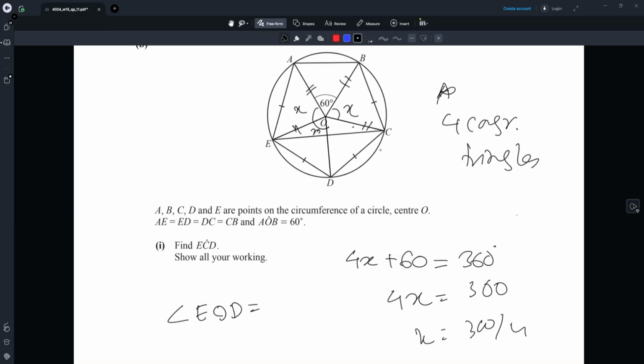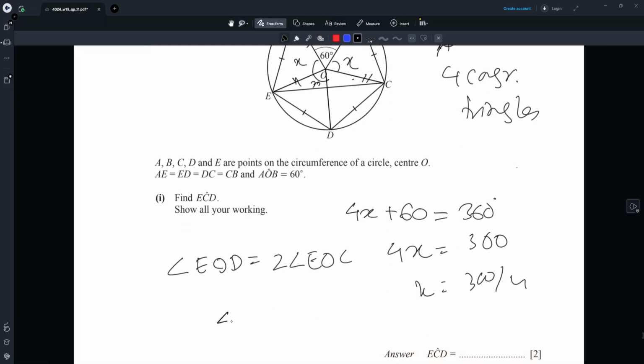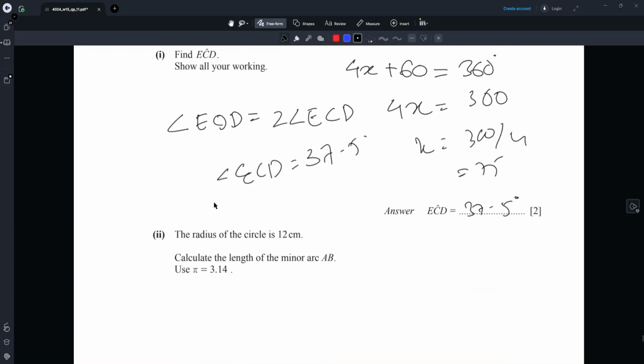And this angle from E to C to D, I start at E, go to C at the circumference, and end at D, this is x. So this is x, this is 2x. Therefore ECD is half of EOD. So it's going to be 37.5. Now, just like me, you would just end up leaving this thing out here. You just leave your answer to this part, which is definitely not going to be correct. Just see what you're finding and see what you're asked. Then you will be able to get through.